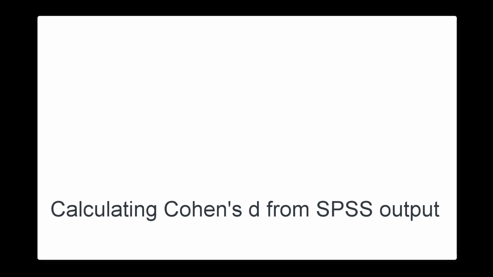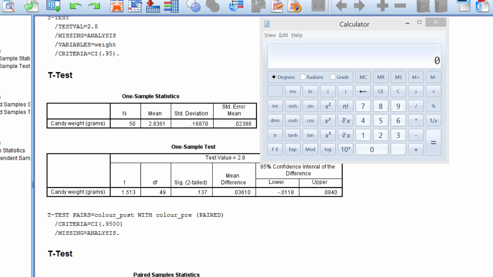Calculating Cohen's d from SPSS output. Unfortunately, SPSS does not report Cohen's d if we apply a t-test. So we have to calculate Cohen's d by hand. This is relatively simple. Let's have a look at some t-tests.